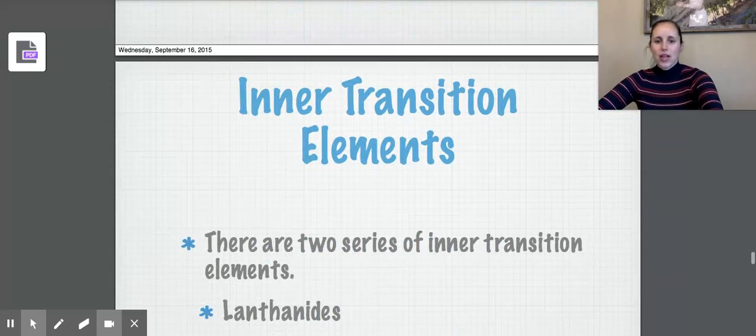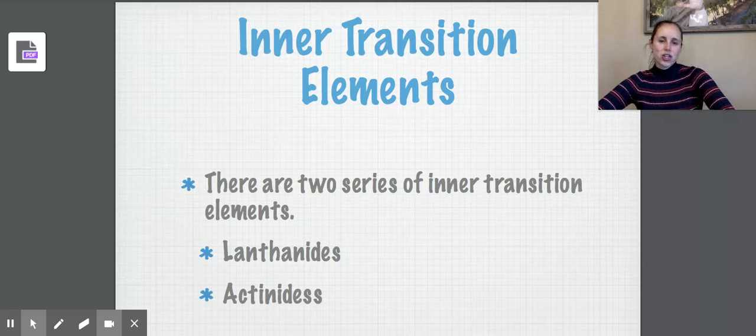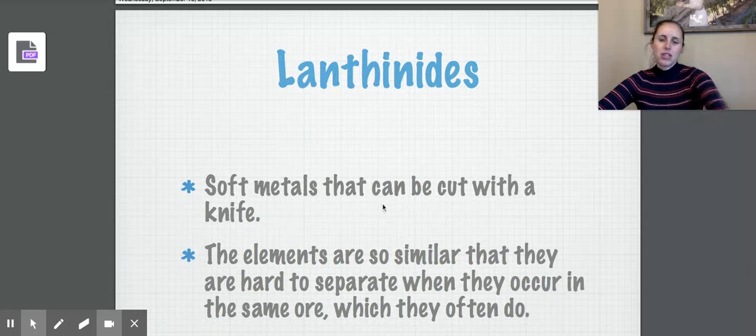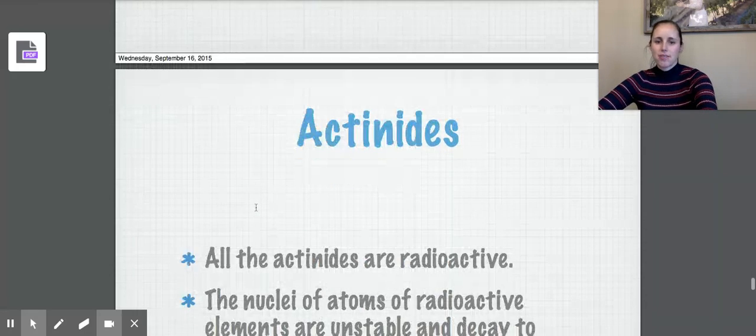All right, let's take a look at what we call the inner transition elements, and these are our lanthanides and our actinides. So our lanthanides are considered to be soft metals. They can be cut with a knife. These elements are actually so similar that they're very hard to separate out when they occur, which they often do. So lanthanides and actinides were actually discovered much later, and that's because they all look very similar in terms of metal. They all look like soft metals.